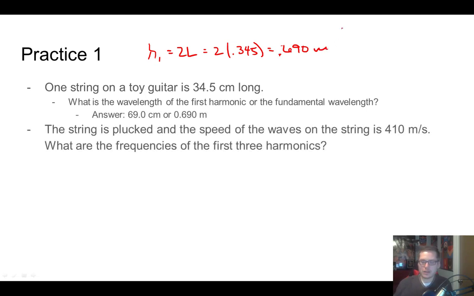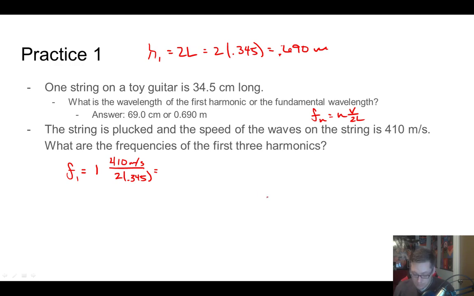Nailed it. All right, it says the string is plucked and the speed of the waves on the string is 410 meters per second. What are the frequencies of the first 3 harmonics? Well, let's just jot down the formula. The frequency of the harmonic is equal to n times v over 2L. So the frequency of the first harmonic would be equal to 1 times the velocity, 410 meters per second, over 2 times the length. Now remember, the length is the length of the string, not the wavelength. The wavelength and length are 2 different things. So it would be divided by 2 times 0.345. I really shouldn't have done this here because it'll cover up my answer. Oh well.